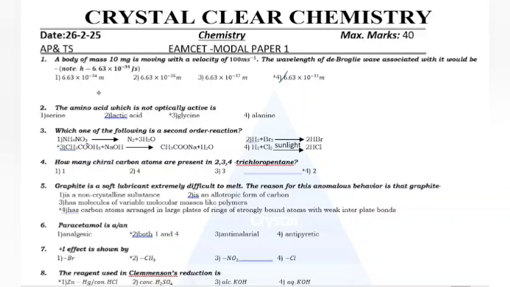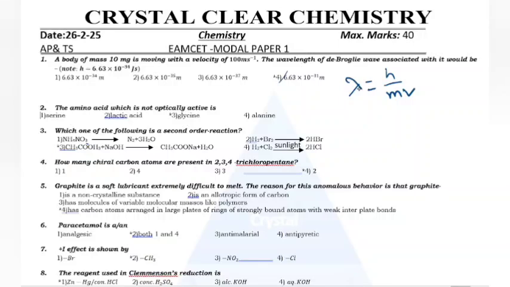Let's move to the questions one by one. A body of mass 10 milligrams is moving with a velocity of 100 meters per second. The wavelength of the de Broglie wave associated with it would be? Here they are asking for lambda, and we know that the de Broglie wavelength lambda is nothing but h by mv. So just by substituting the h value, m and the velocity, we can easily get the wavelength.